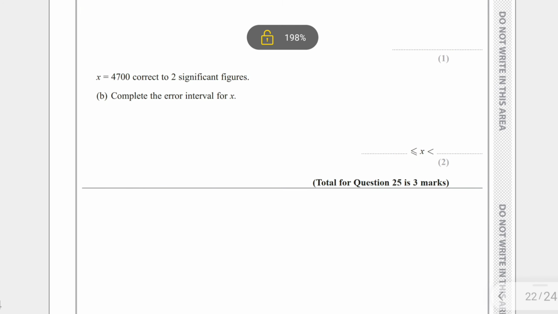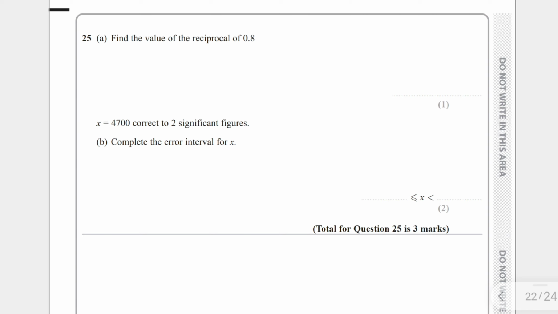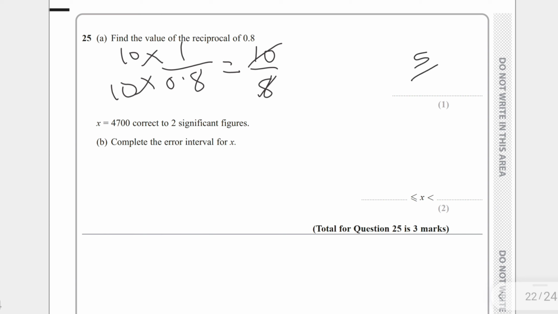Find the value of the reciprocal of 0.8. So reciprocal simply means 1 over anything we have, which in this case is 1 over 0.8, which I think is the same as 10 over 8 by multiplying both of them by 10, and that is going to give us, by simplifying, 5 over 4. Yes?